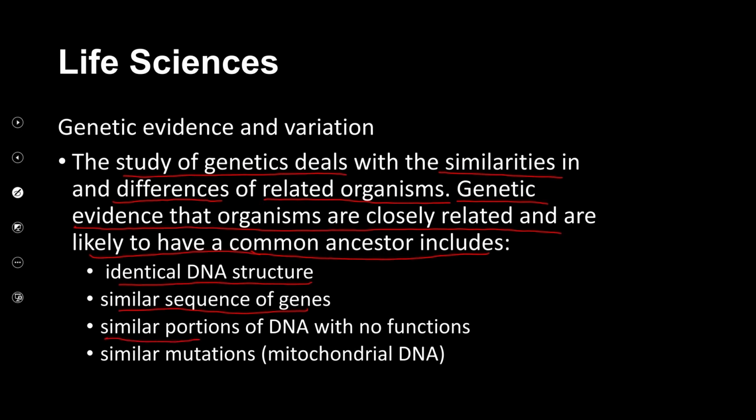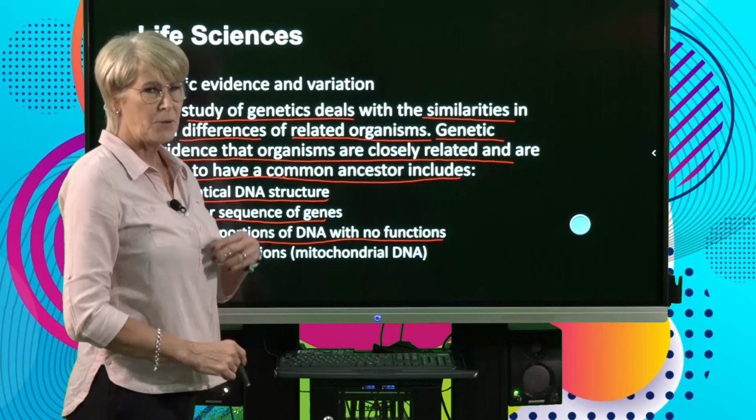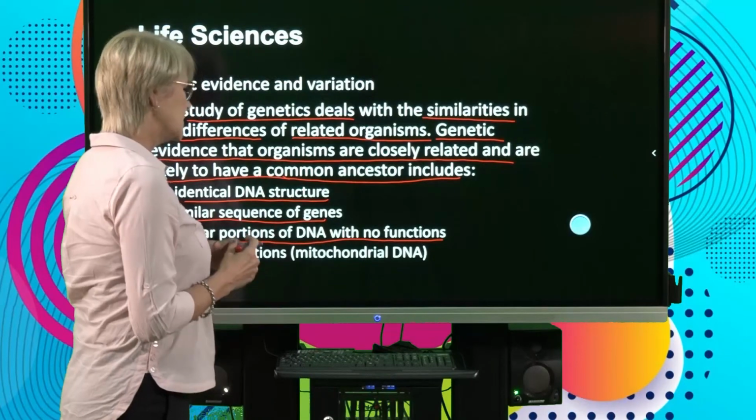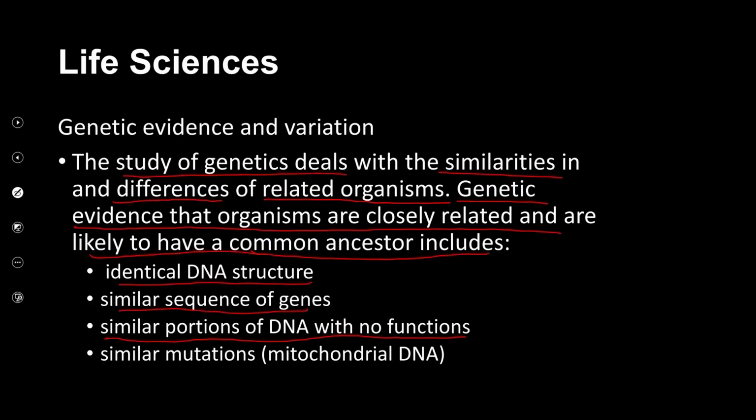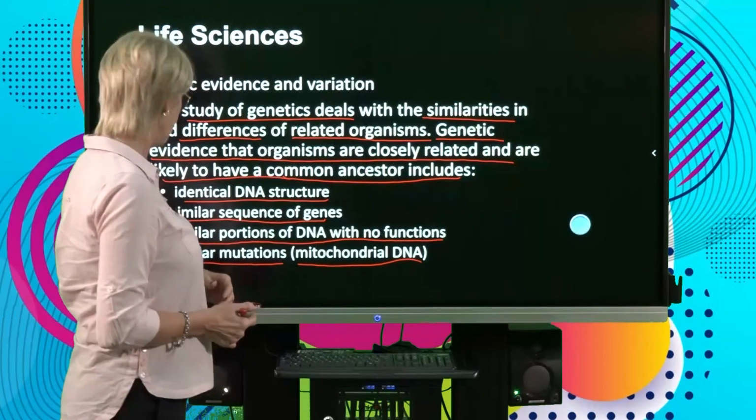Similar portions of DNA with no function. In other words, that junk DNA that we learnt about when we studied DNA, that doesn't actually code for a gene, those portions of DNA would also be similar. And then similar mutations. Particularly we look at mitochondrial DNA, because mutations occur in mitochondrial DNA a lot quicker, and it's quite easy to see them.